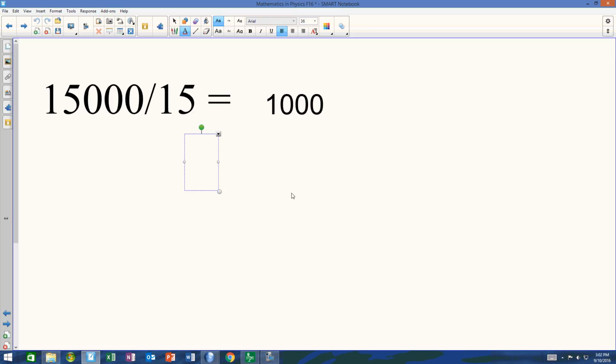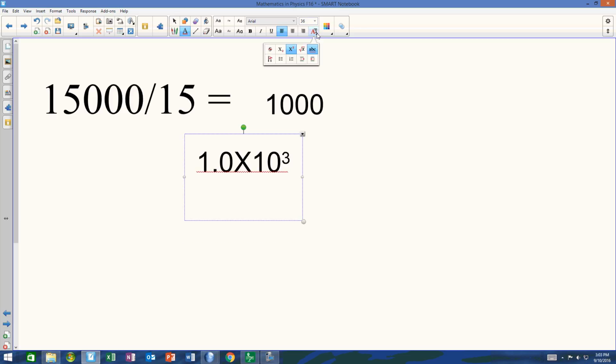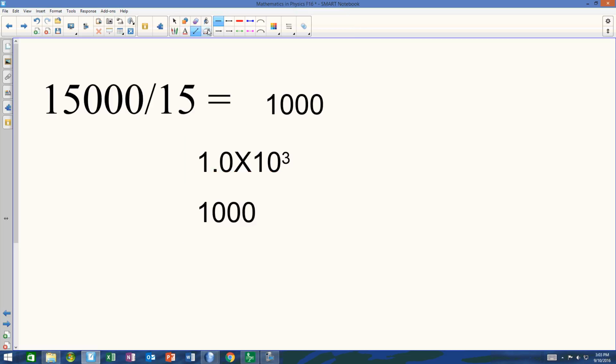Well, there's several things you can do. You can type in 1.0 times 10 to the 3. So that's one way of writing it. Or you can write down 1,000, and then this is a little trick. You can put a bar over the 0, and that tells you that that 0 is significant. Okay, so there's 2 different ways to do this.